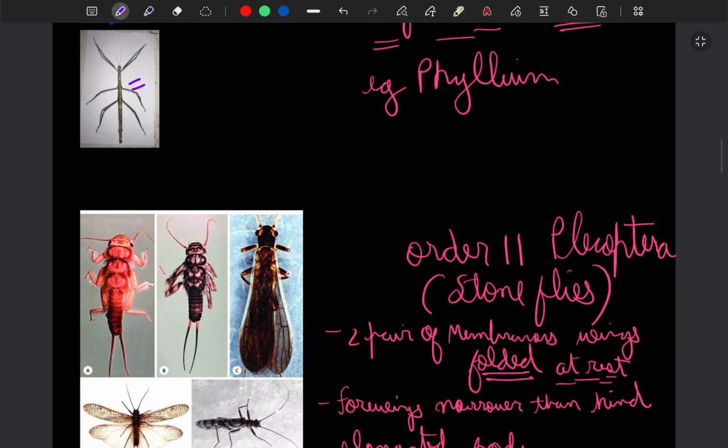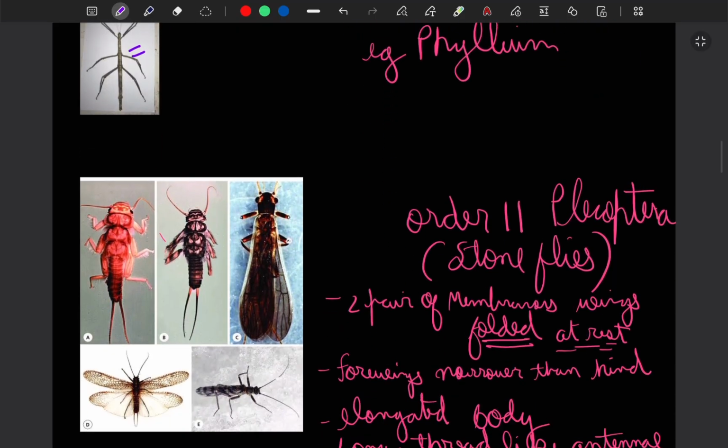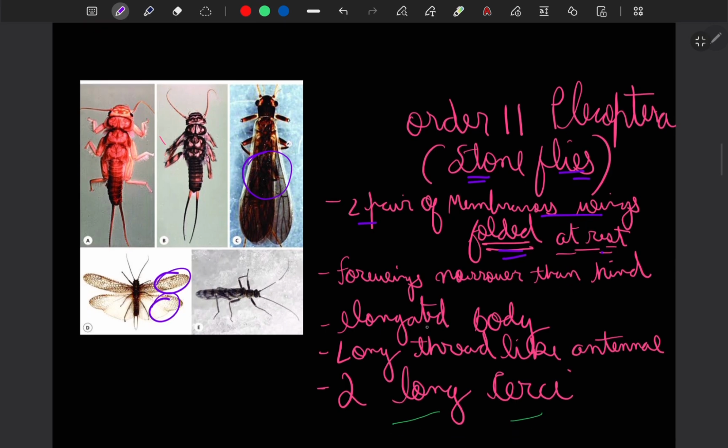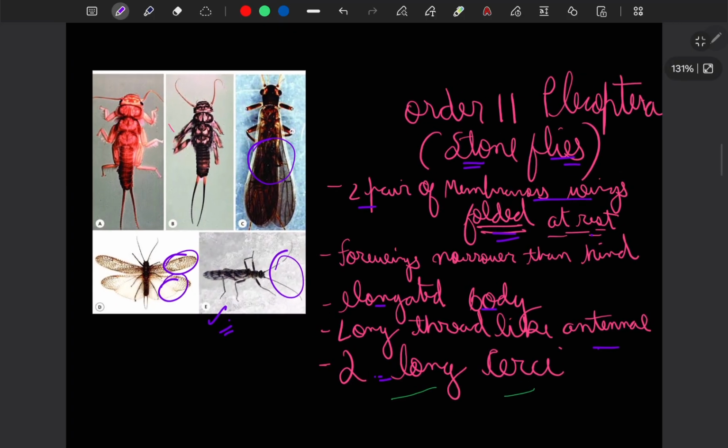The next order is Plecoptera. In the Plecoptera, they are also known as stoneflies. They have 2 pair of membranous wings which are folded at rest, and forewings are narrower than hind wings. You can clearly see that. Their bodies are majorly elongated. They have long thread-like antennae. For these, I have put pictures for reference, as you can clearly identify them. And 2 long cirri, you can clearly see in all of the images.